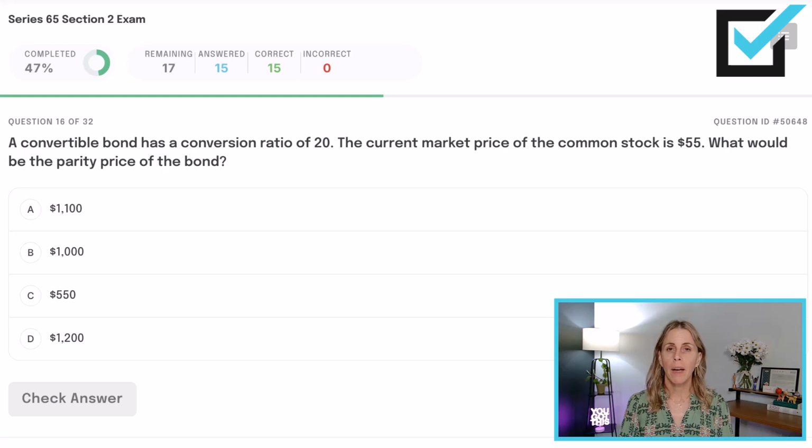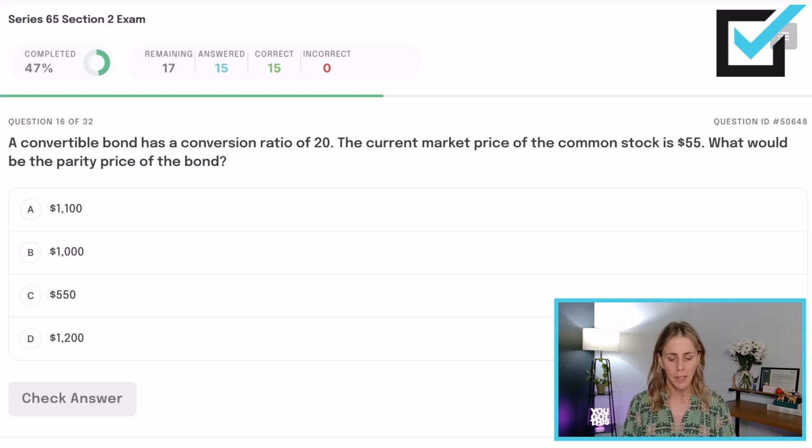A convertible bond has a conversion ratio of 20. The current market price of the common stock is 55. What would be the parity price of the bond? Well, this is when I highly suggest that you get out the handy-dandy non-programmable calculator. They will give you one at the test. Please use it, or there's going to be one built into the computer program. Just depends upon where you're taking your test.